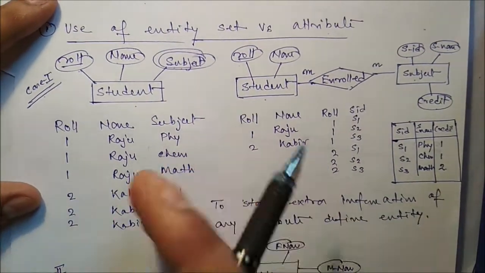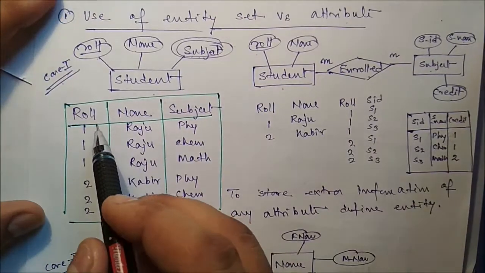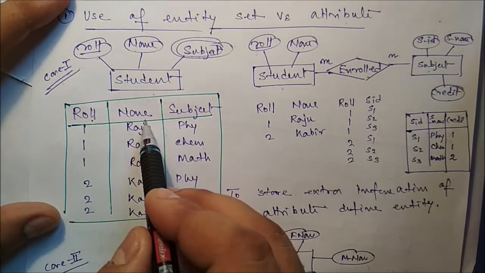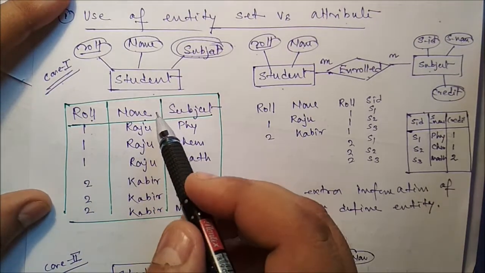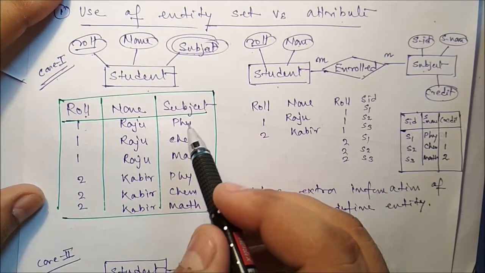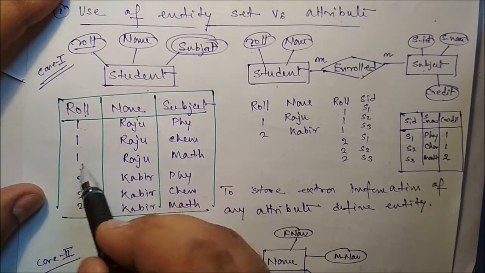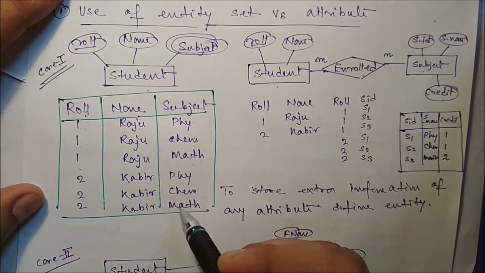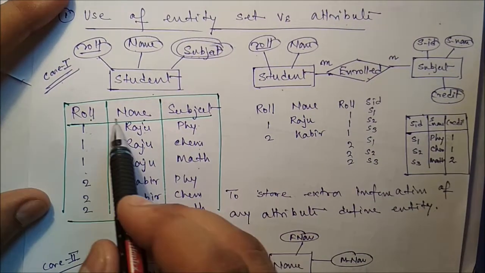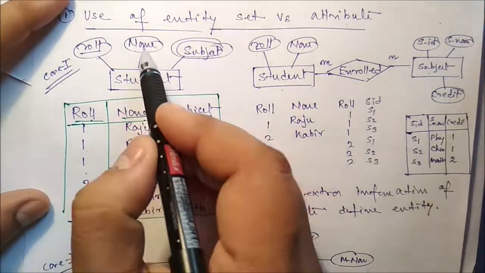Now in this particular student table, the attributes are roll number, name and subject. Roll number 1, 1, 1, subjects physics, chemistry, maths. Name Raju, Raju, Raju. Roll number 2, 2, 2, Kabir, Kabir, Kabir, physics, chemistry, mathematics. So definitely here, using the roll number and name combination, we can identify the primary key.